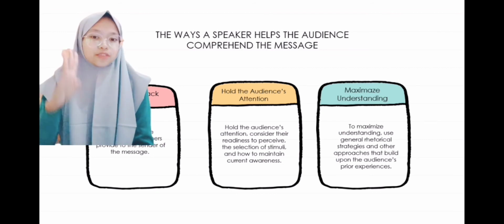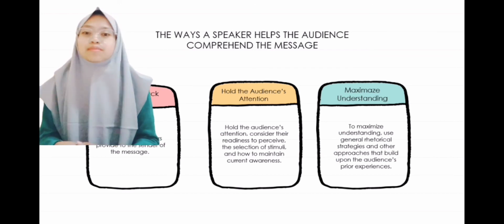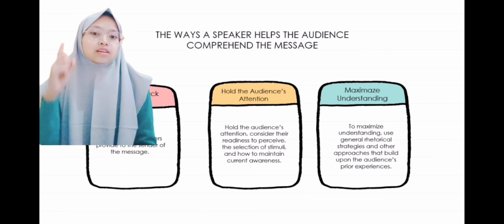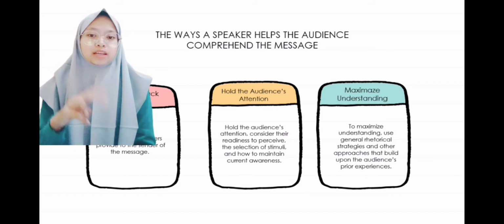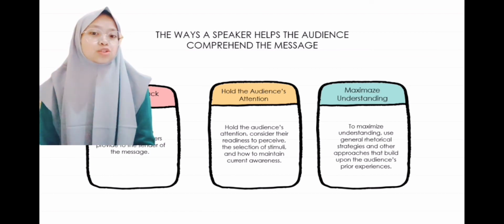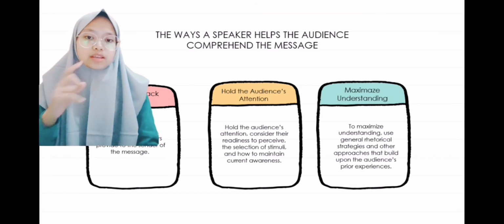There are 3 ways for a speaker to help the audience comprehend the message. The first is read feedback cues. The second is hold the audience attention, and the last is maximize understanding. The first one is read feedback cues.